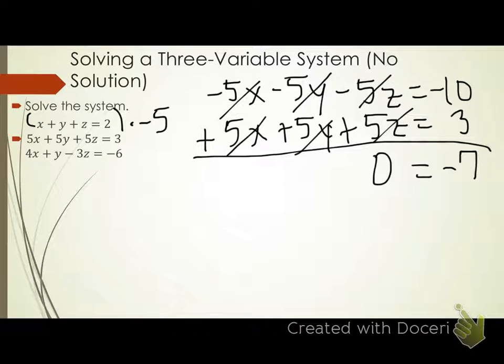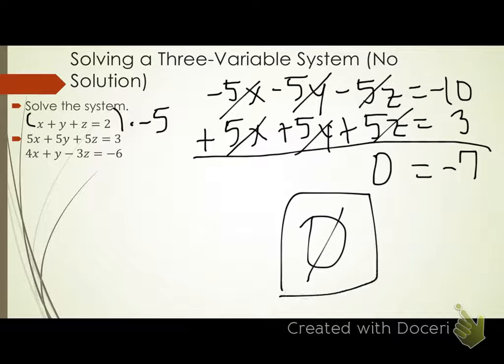So if you remember from a few slides before, if I'm left with a false statement, my answer is just no solution. So in this case, I would not have a solution for this system of equations in 3 variables. So if your variables cancel each other completely out, you're left with a false statement. Your answer is no solution. Let's look at the next example.